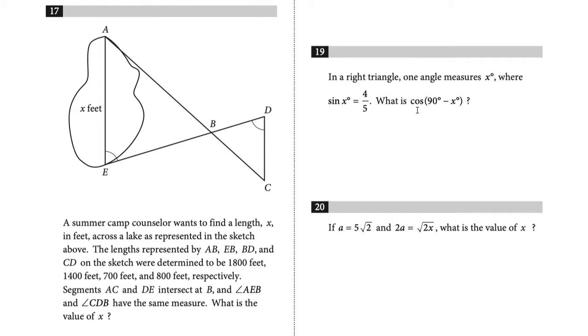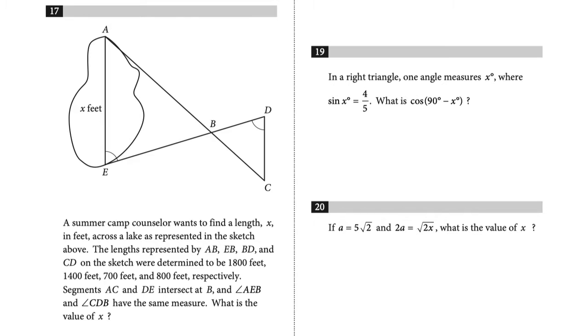Number 17, we're doing the PSAT. This is practice problem number 1 found on Khan Academy, or practice test number 1. Number 17, so we have a summer camp counselor who wants to find a length of x in feet across a lake represented by the sketch above. The lengths represented by AB, EB, BD, and CD on the sketch were determined to be 1,800 feet, 1,400 feet, 700 feet, and 800 feet respectively.